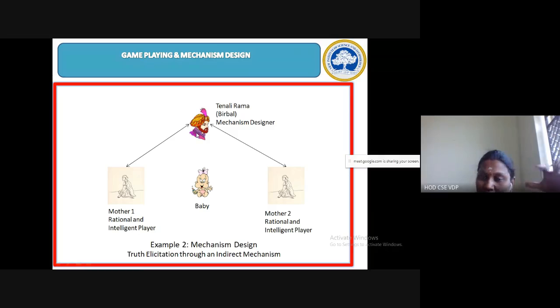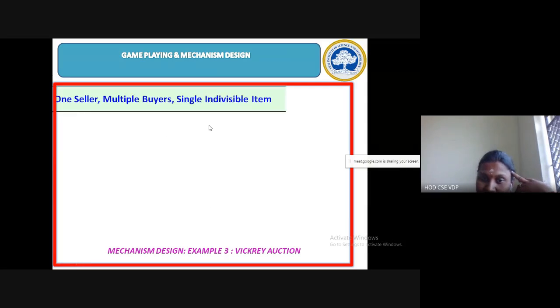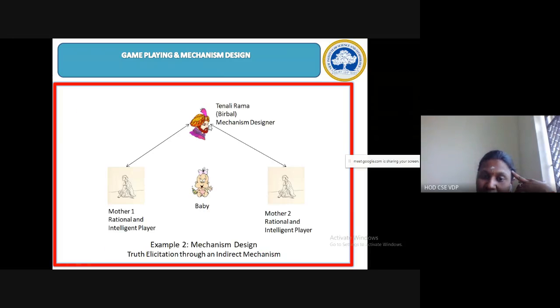Now you know the story of Tenali Rama. One baby is claimed by both mothers. One mother says, I am the owner of the baby. The other mother also says, no, this baby belongs to me. If you have gone through the story, you know what Birbal said. Very simply, he said cut the baby into two halves and each mother can have one half. The real mother said, no, please don't cut the baby, let the other mother take the baby.